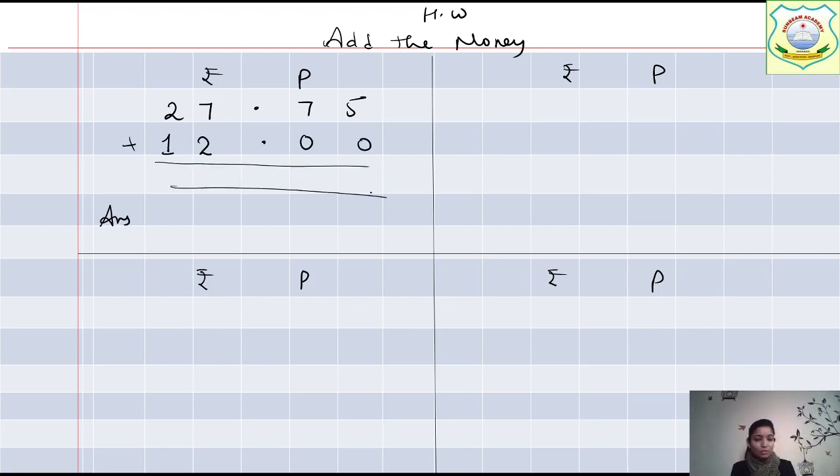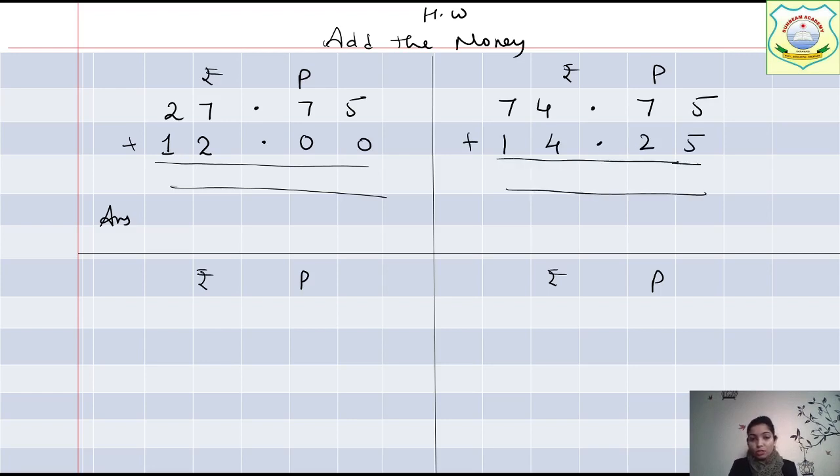Clear? Next we have 74 rupees and 75 paise. We need to add in this 14 rupees 25 paise. If you want, you can take a screenshot of the questions or else I will be sending the PDF. You can wait for that. Now the next two questions are of 3 digits.